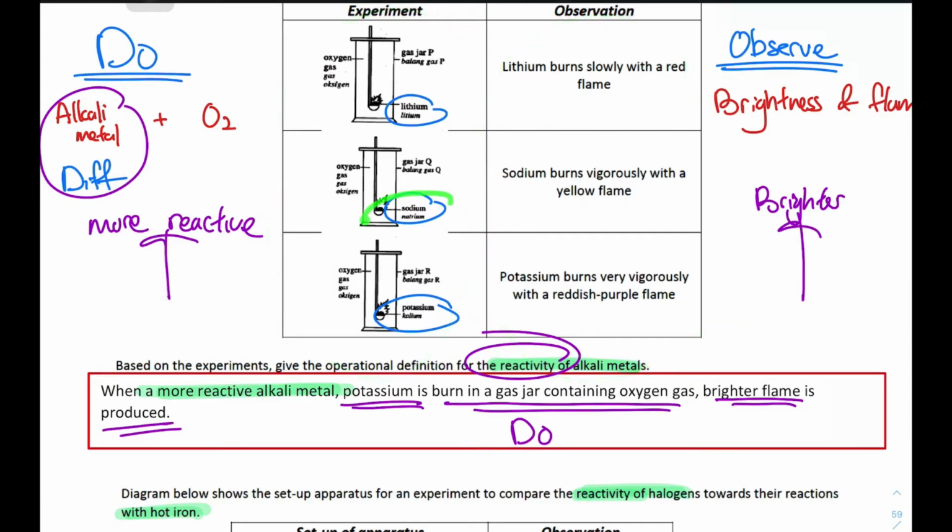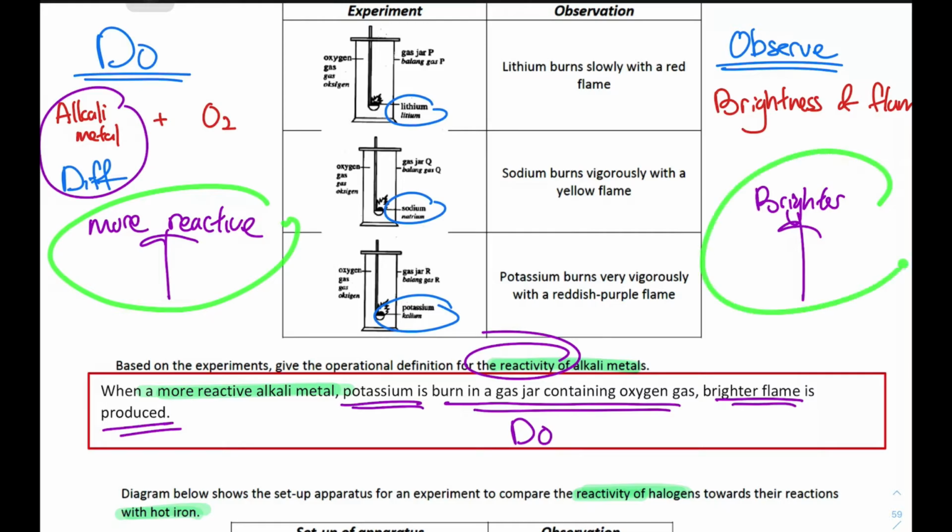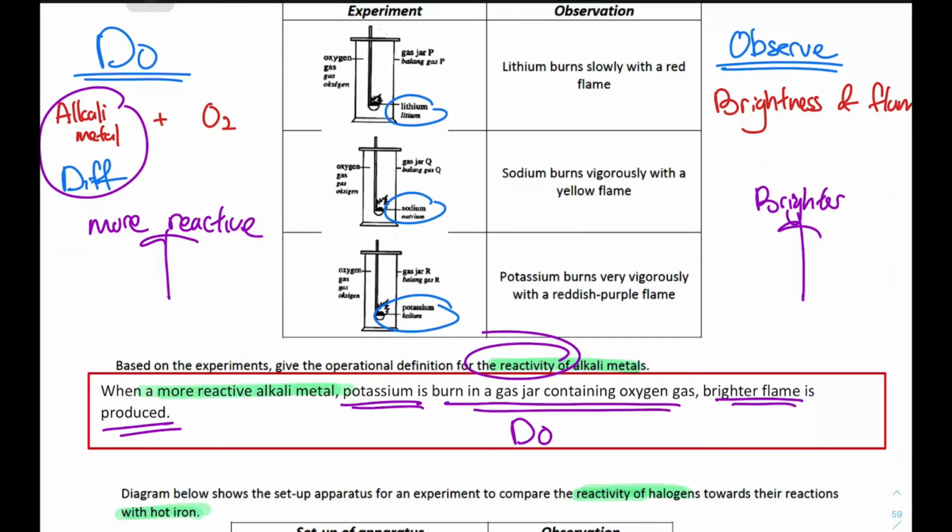Instead of saying sodium burns in oxygen gas and we get a yellow flame, lithium we get a red flame, you can't tell the whole result in one sentence. In order to tell the whole result in one sentence, you can compare: if you use a more reactive alkaline metal, the flame will be brighter. And then people will know that if I use a more reactive one, the brighter flame I will get.